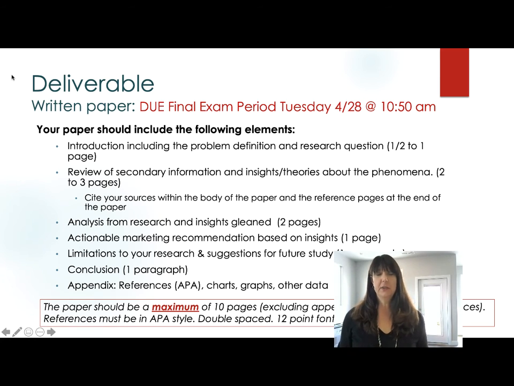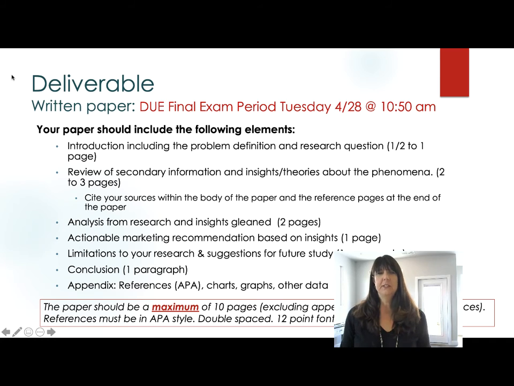So you're going to start out with an introduction: tell me about the business, the definition, and the research question. I want that to be about a half page to one page. Then your review of secondary information. Tell me where you found the information. Cite at least 5 to 10 sources.